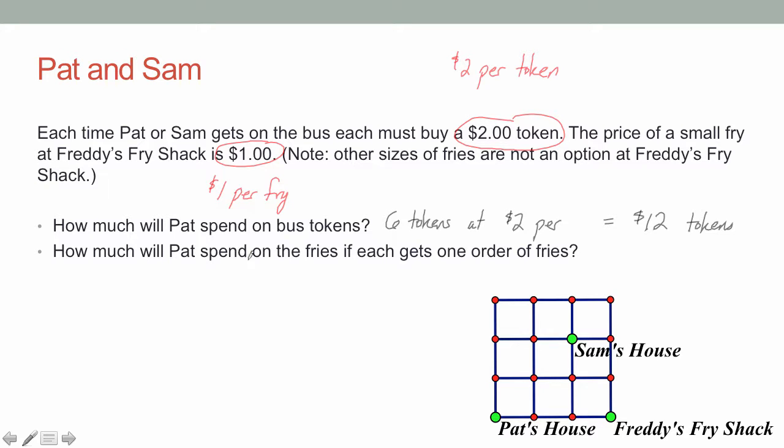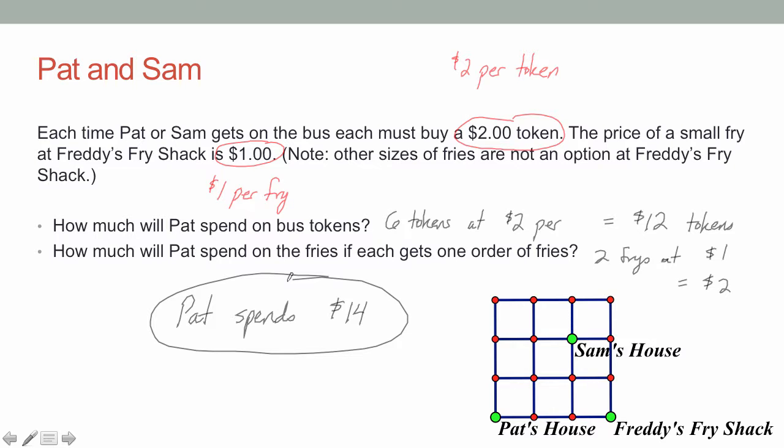And then how much will Pat spend on the fries if each of them gets 1 order? Well, it's $1 per fry. So they will spend 2 fries at $1 equals $2. So total, how much is Pat going to spend? $12 for bus tokens plus $2 for the fries. He spends $14 for the whole entire trip. That's their day to meet with Sam, pick up Sam, both ride the bus together to the Fry Shack, hang out, have a couple fries, and then get back. That's a total of $14 that Pat is going to spend.